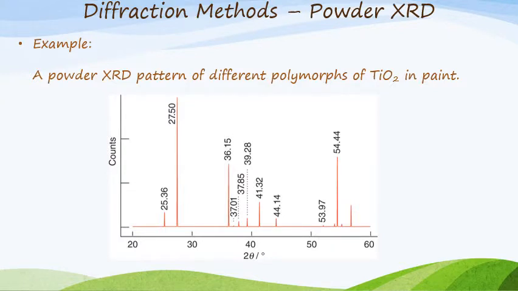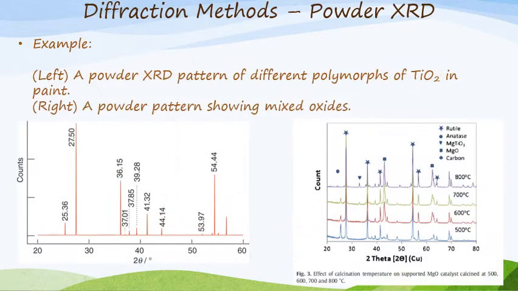So this is an example powder X-ray diffraction pattern of a different polymorph of titanium dioxide in paint, and it measures in this axis here the intensity of the diffracted beam versus the angle at which the X-ray source is given, so in that direction. So you will see that at different 2 theta angles, you start to see some peaks emerging, which are characteristic for that material. In this case, it's characteristic for titanium dioxide.